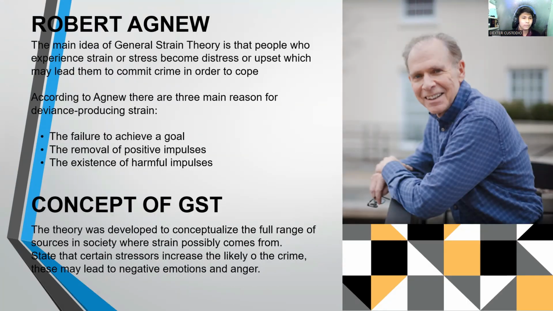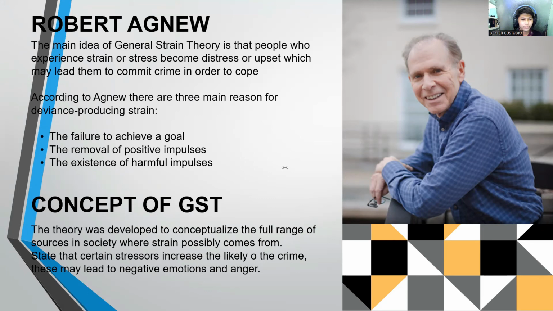Let's tackle Robert Agnew. The main idea of general strain theory is that people who experience strain or stress become distressed or upset, which may lead them to commit a crime in order to cope. It's simpler to understand that the motivation for crime is gained through emotion. Next, according to Agnew, there are three main sources of strain.